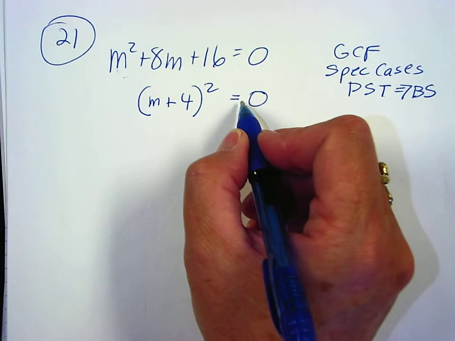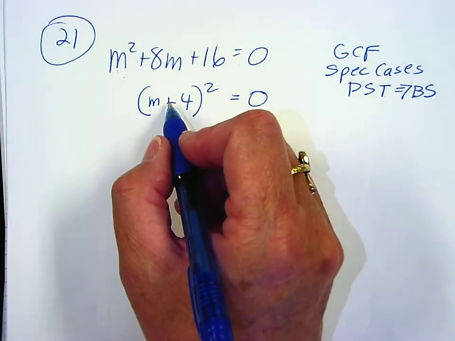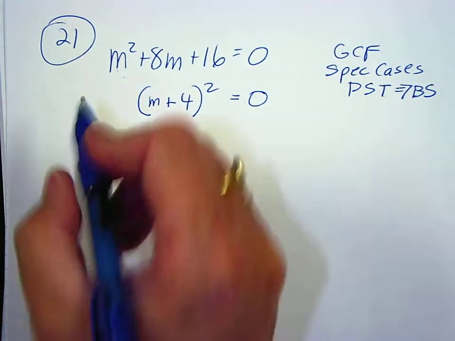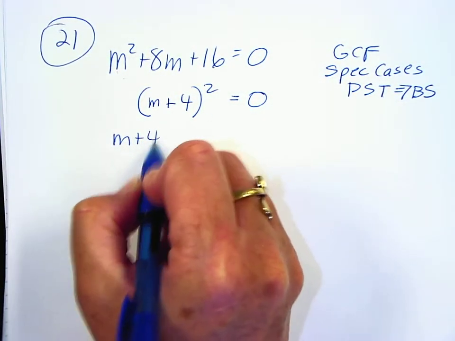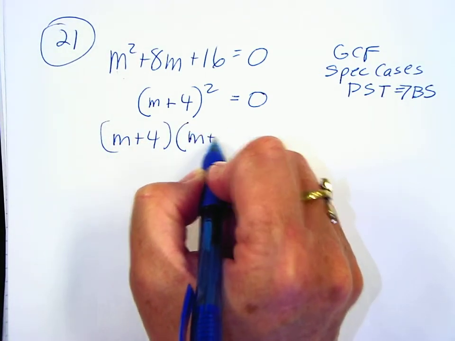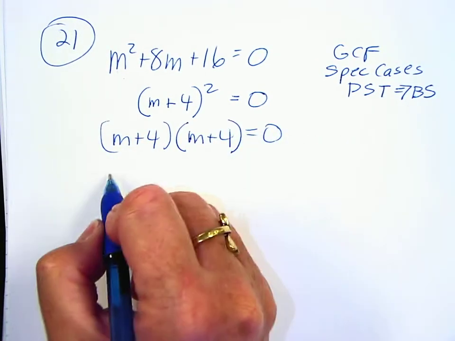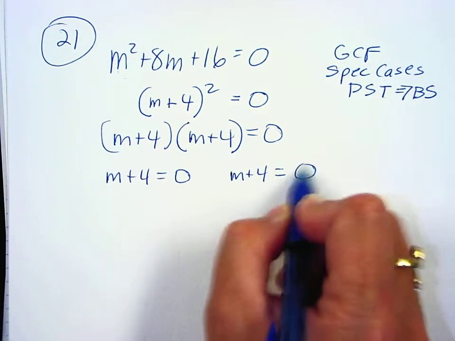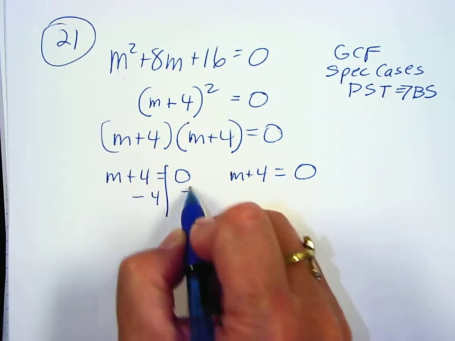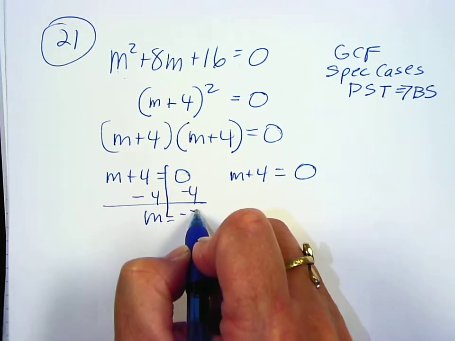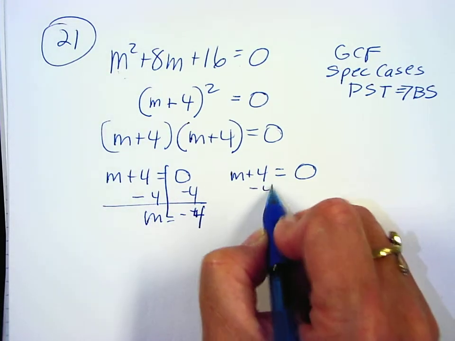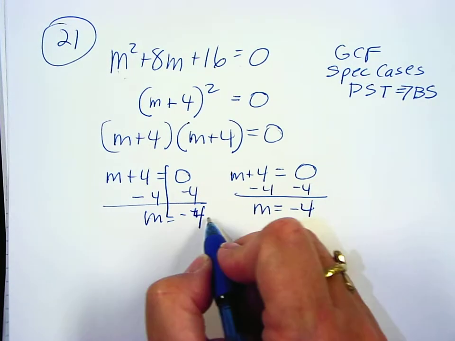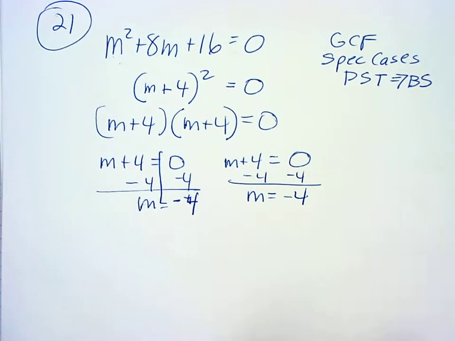Now, it's completely factored. We have to solve it. So I need to take every factor that contains a variable and set it equal to 0. Well, technically, m plus 4 quantity squared means this. So if I take every factor and set it equal to 0, I'm going to get the same answer twice. All that means is this particular quadratic only has one solution, and that solution, or that x-intercept, is -4.